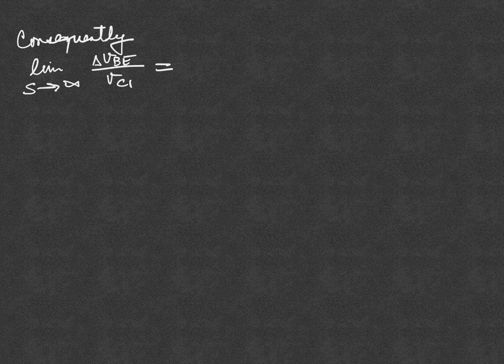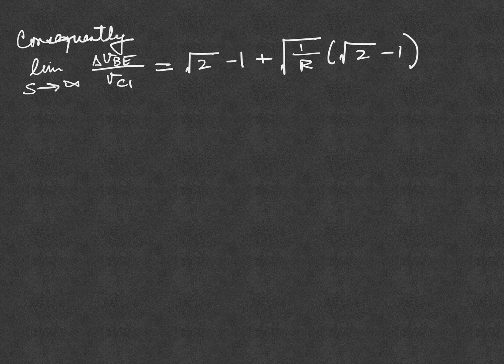So consequently, the limit as s approaches infinity of delta v bielliptic divided by vc1 is equal to the square root of 2 minus 1 plus the square root of 1 over r times the square root of 2 minus 1, which is equal to the square root of 2 minus 1 times 1 plus the square root of 1 over r.